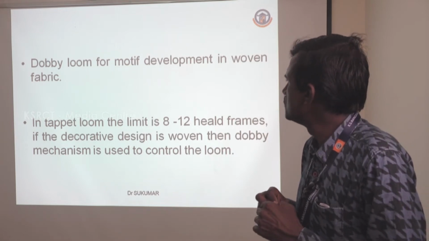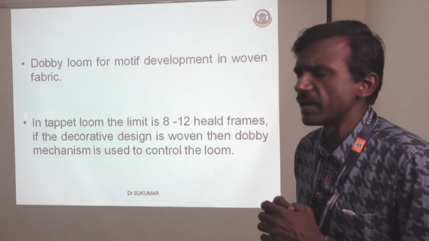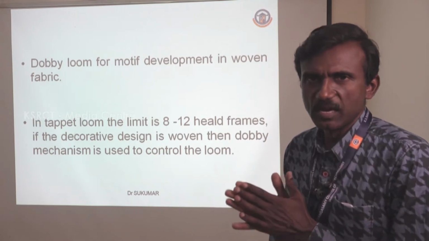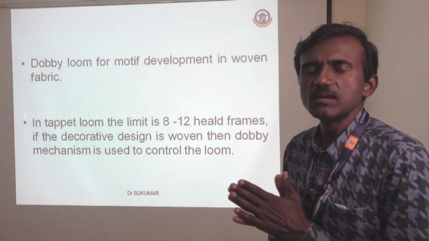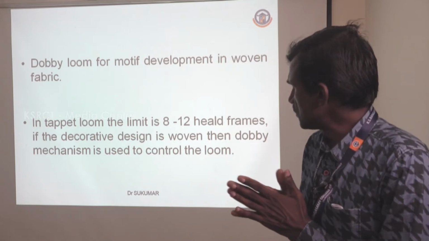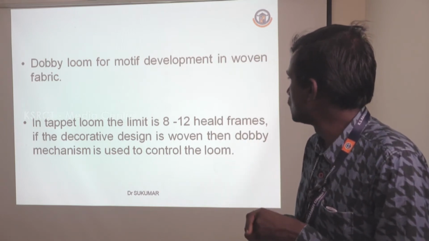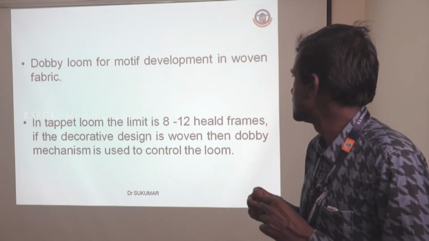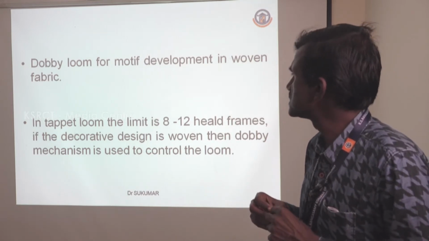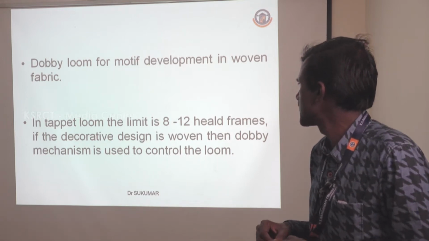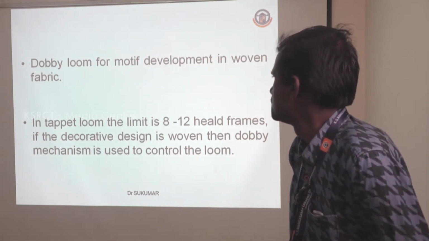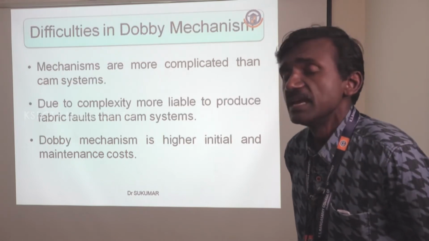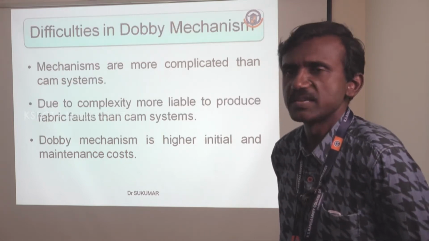The tappet loom has a limitation of 8 to 12 heald shafts. Beyond 12 there will be more operations on the warp yarns, and more operations means more strain on the warp threads. So we go for an advanced mechanism next to the tappet mechanism, that is the Dobby mechanism. It is normally used for decorative designs in woven fabrics, to control the loom to produce differently structured fabrics.